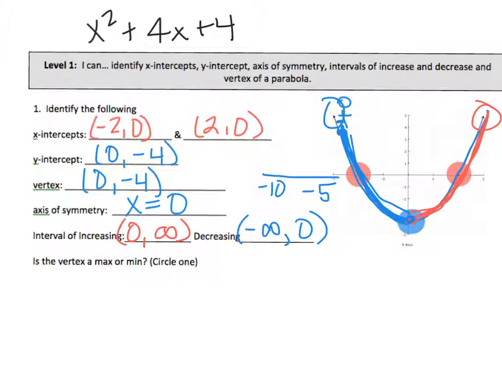Okay, so pretty similar to domain, just looking at a different part of the graph. And then your vertex, is it a maximum or a minimum? Well, what do you think it is? Is it the low point or is it the high point? In this case, this is going to be the low point. It's going to be a minimum.